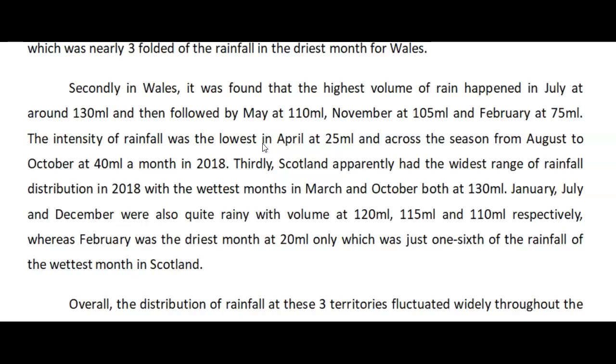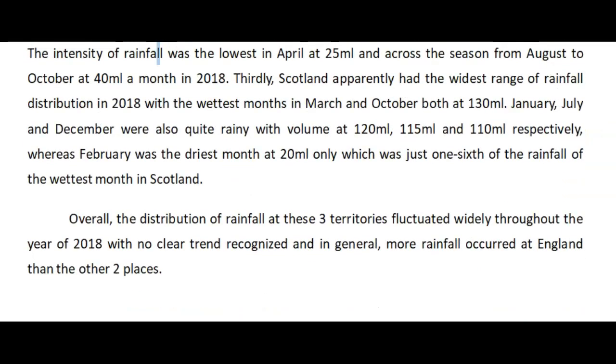January, July, and December were also quite rainy with a volume of 120, 115, and 110, respectively, whereas February was the driest month at 20 ml only, which was just 1/6 of the rainfall of the wettest month in Scotland. Okay, that's useful. Overall, the distribution of rainfall at these three territories fluctuated widely throughout the year of 2018, with no clear trend recognized, and in general, more rainfall occurred in England than the other two places.